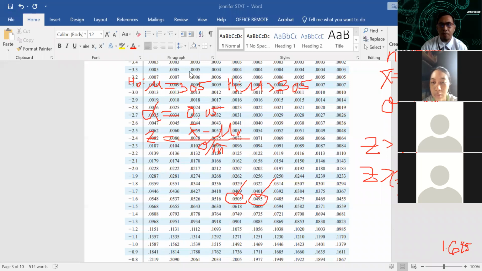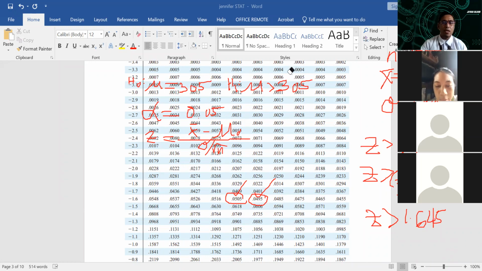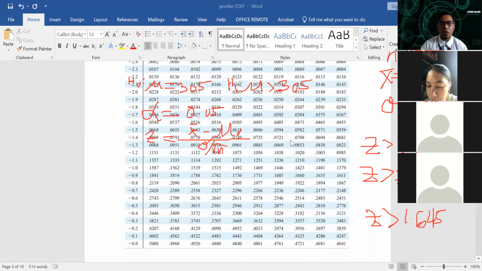1.645. So this is now z greater than 1.645. Sabtan? Yes, class? Yes, sir. So this one is equal to this. Okay, balik ta dito. So it will be now this portion.